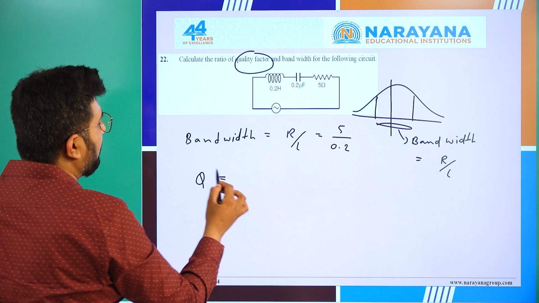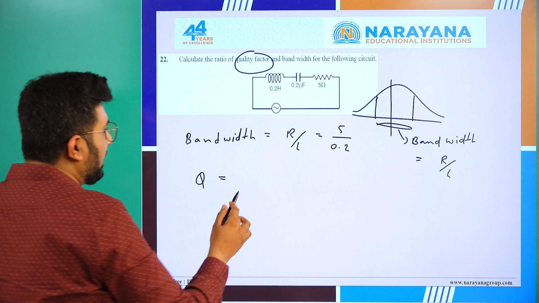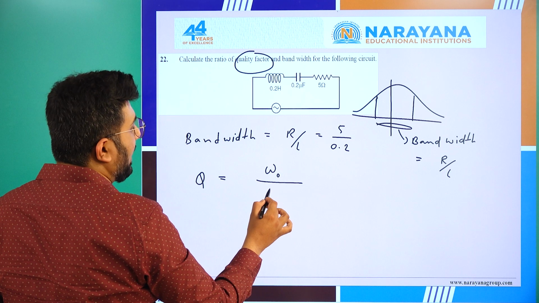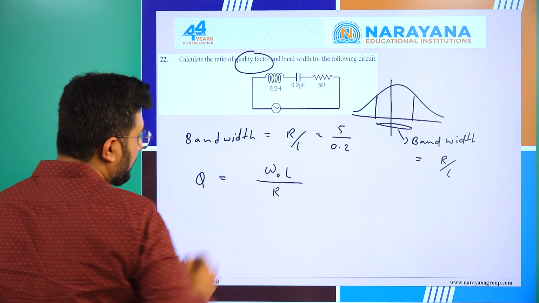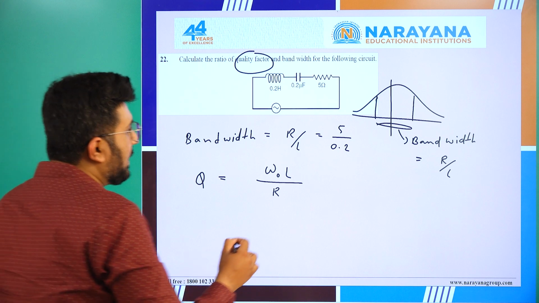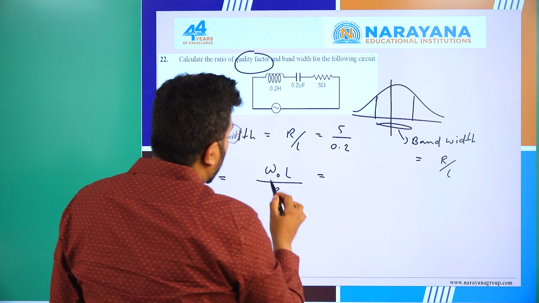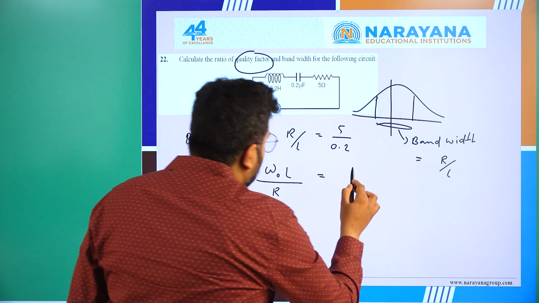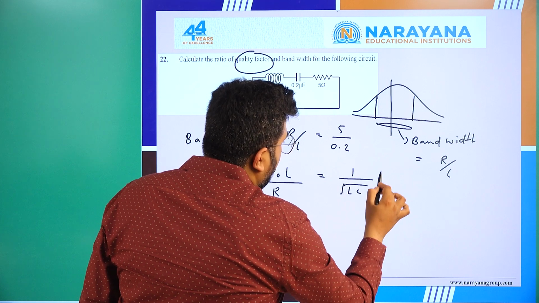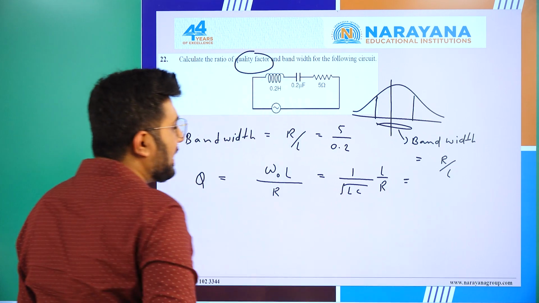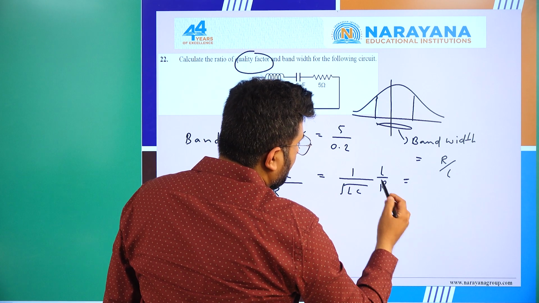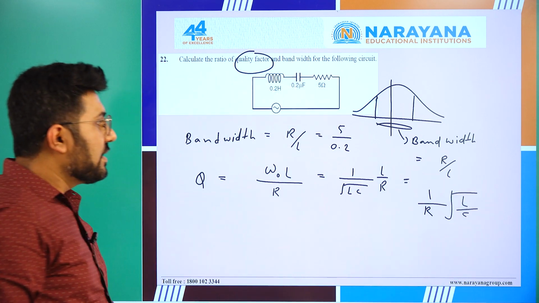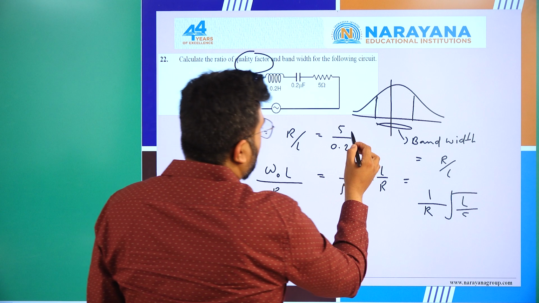Now, what is quality factor? The quality factor is the angular resonance frequency divided by the angular bandwidth, omega naught L by R. Omega naught, the resonance angular frequency, is 1 by root LC. So I will write 1 by root LC into L by R. How much will I get? I will get 1 by R root over L by C. Fine.